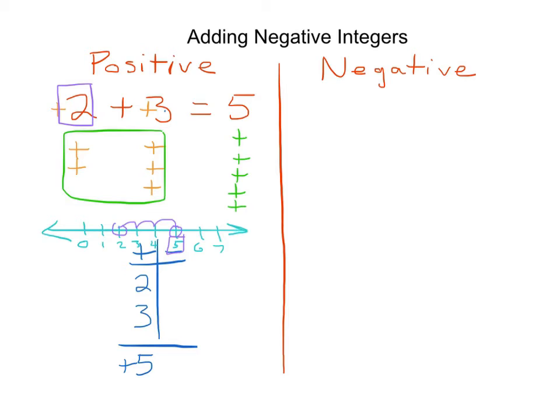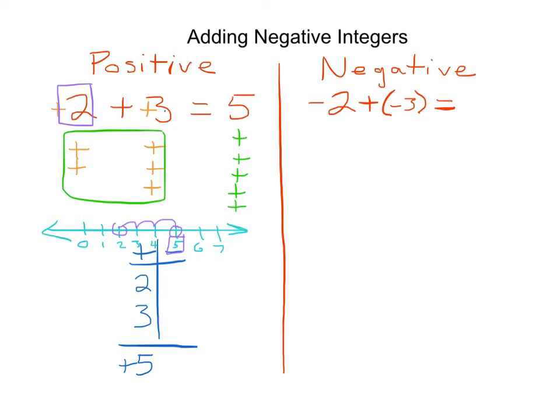We're going to do the exact same type of thing, but this time we're going to be using negative integers. So your problem is going to be negative 2 plus negative 3. Now some of you probably already figured this out, and that's fine, but I still want you to look at the process as we go through this.